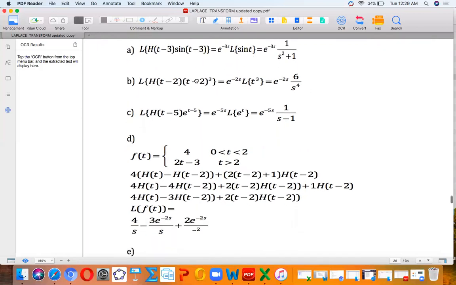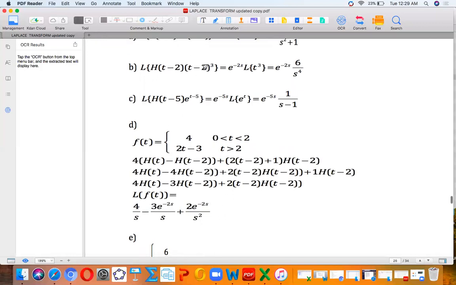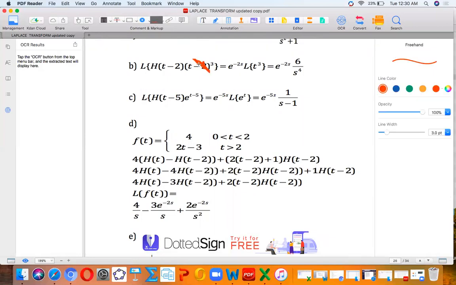If you look at this second function, you have to be seeing t being subtracted by the same number, or added by the same number, for it to be a second shift. The one that has the h becomes e to the -2s, while for this part, you look for the original function. So it's like you forget about the 2.